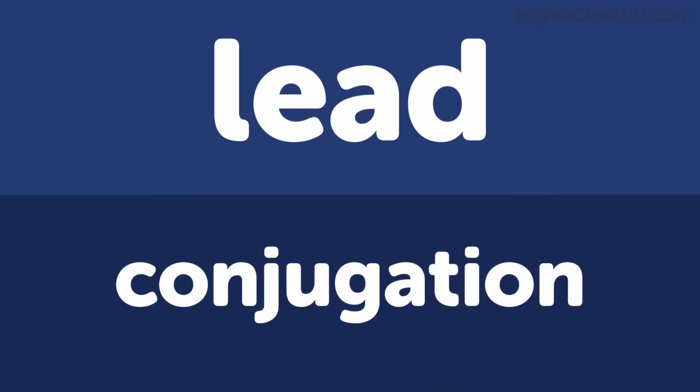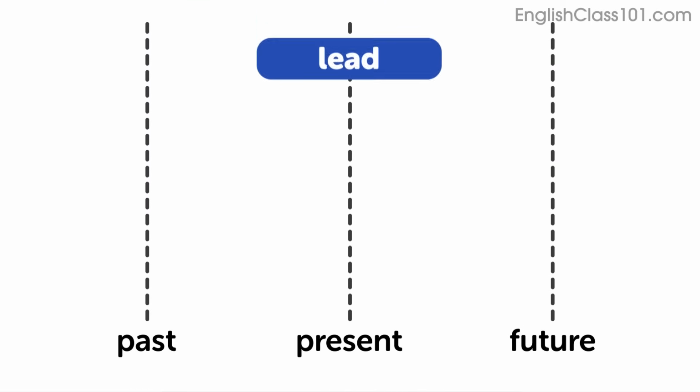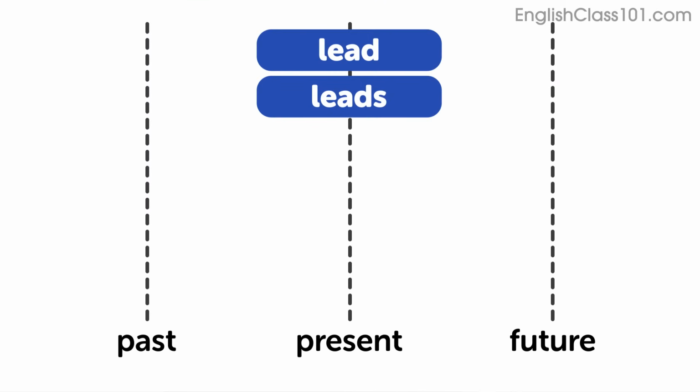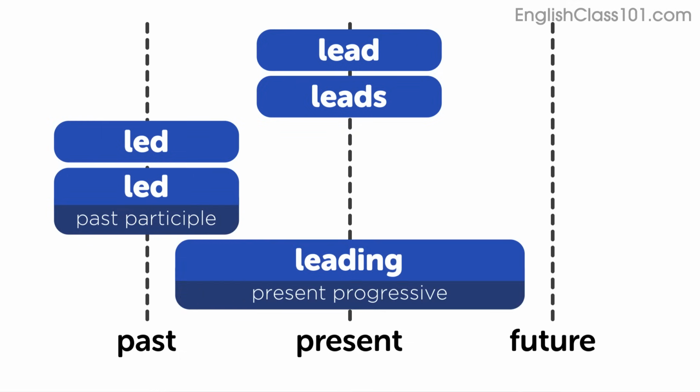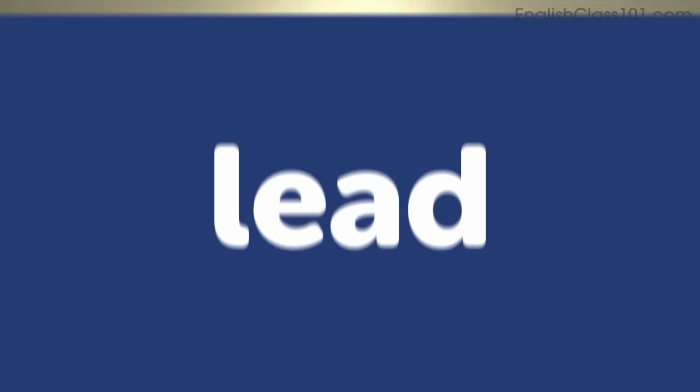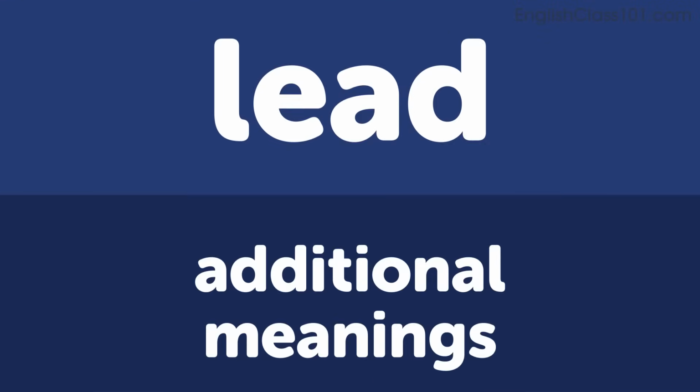Here are the conjugations of the verb. Present, lead, leads. Past, led. Past participle, led. Progressive, leading. Now let's talk about some additional meanings of this verb.